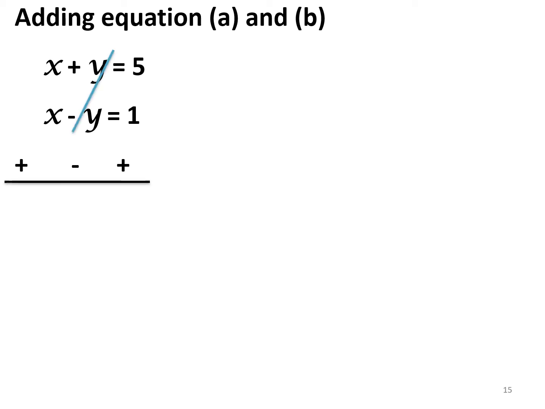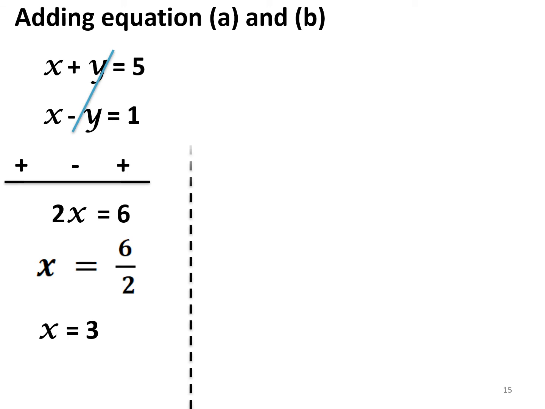We shall solve the equations. Adding equation A and B, x plus y is equal to 5, x minus y is equal to 1. Plus y minus y gets cancelled. x plus x is 2x, 5 plus 1 is 6. So 2x is equal to 6. x is equal to 6 upon 2, which is nothing but 3.